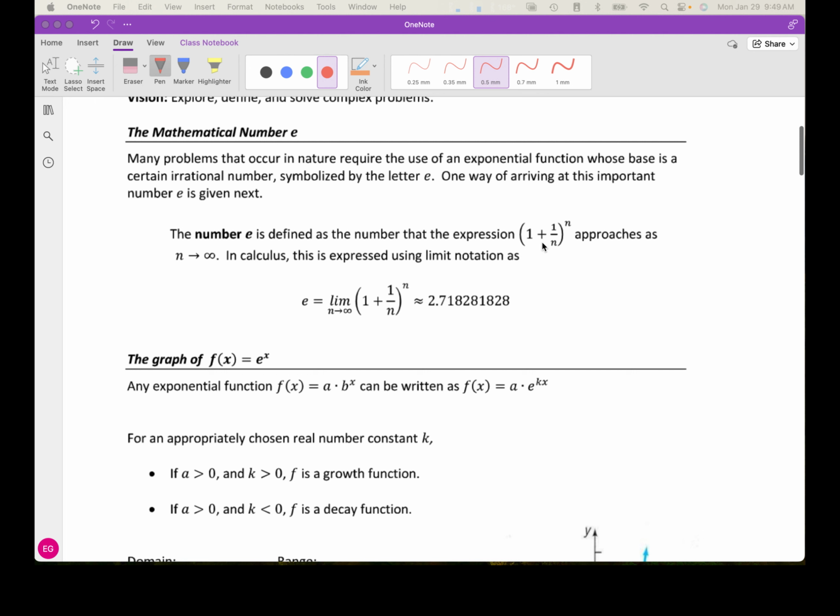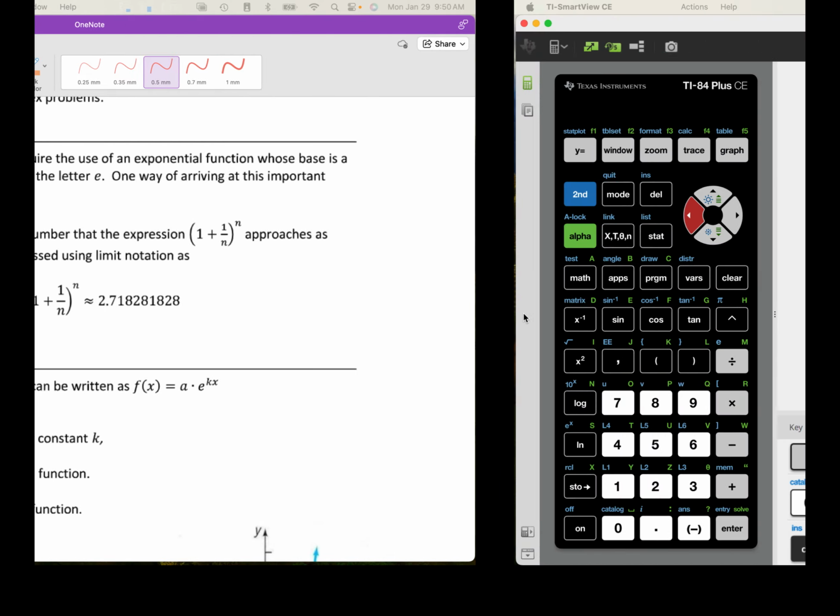So if we take 1 plus 1 over n raised to the nth power, and then we let that n value get really, really large, which is essentially what this crazy notation from calculus is saying, it always approaches this number, 2.718281828, and it kind of keeps going. And it's irrational, which means that it doesn't repeat itself ever and just keeps going.